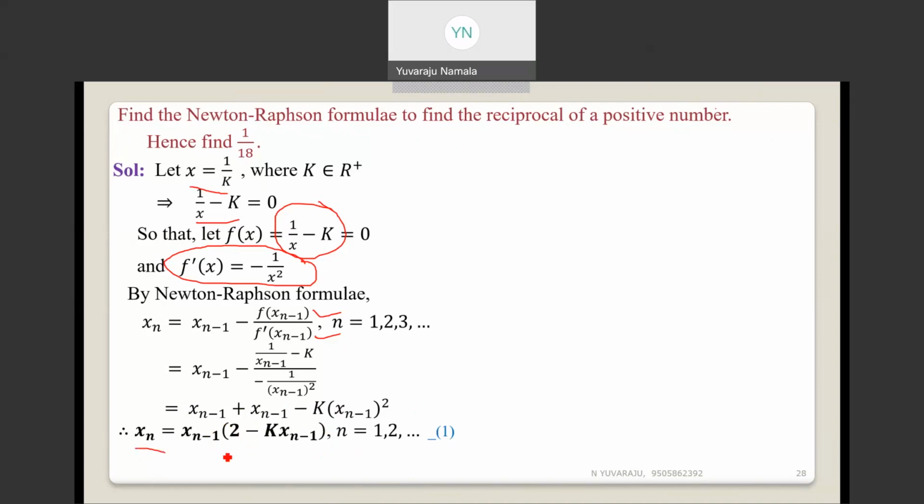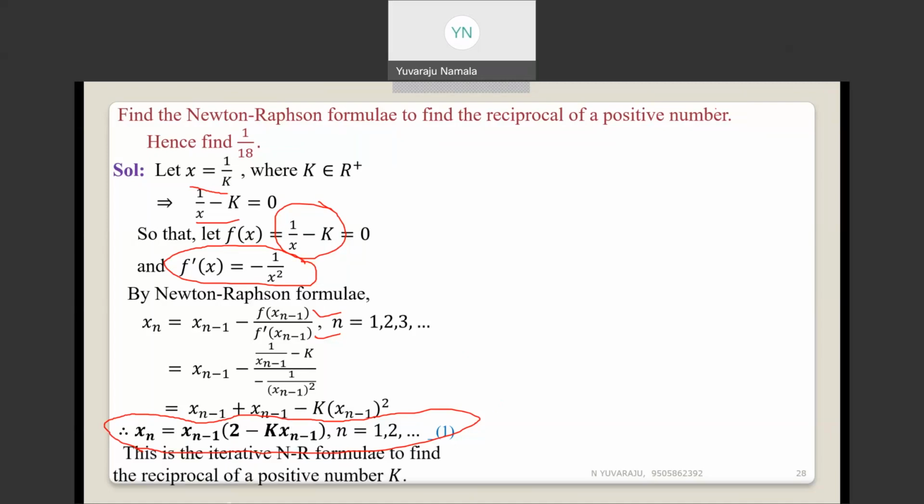So this is the Newton-Raphson formula for finding the reciprocal of a positive number. K is any positive number substituted here, and we get the required value. Substituting n is equal to 1, 2, these are the approximations. When any two consecutive approximations are equal, that is the required value. So this is the iterative Newton-Raphson formula to find the reciprocal of a positive number.